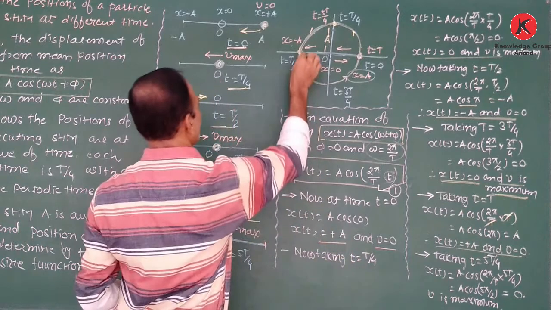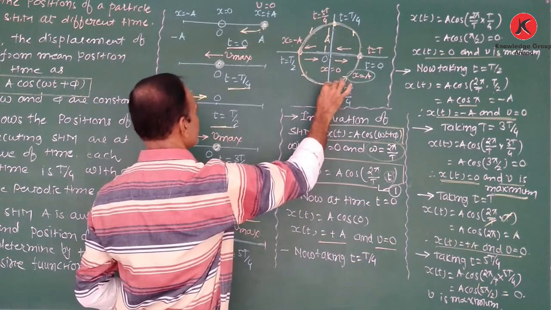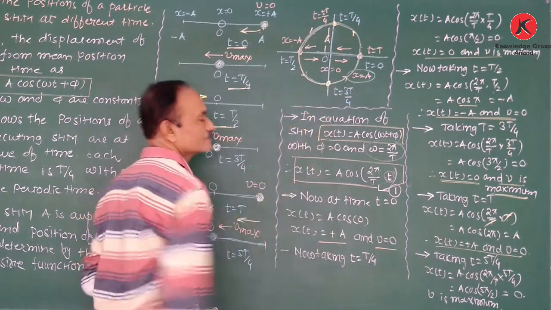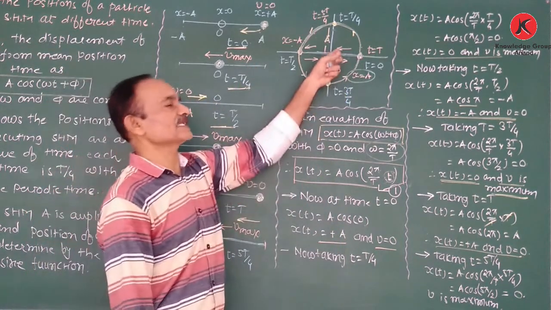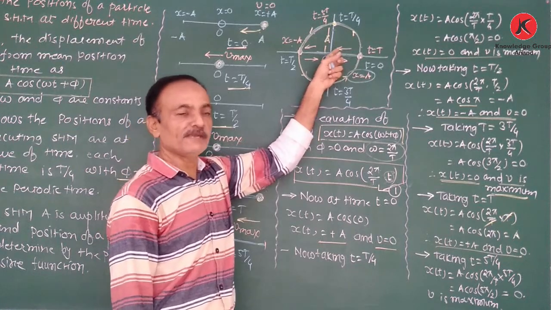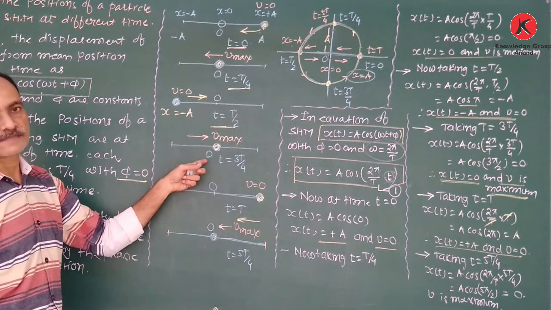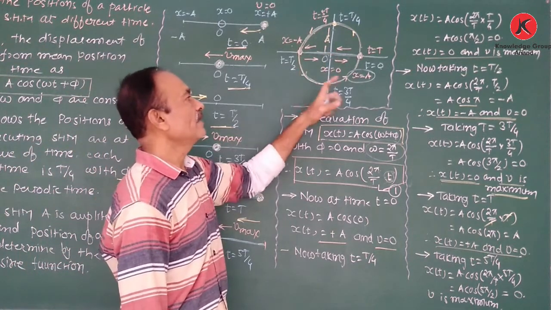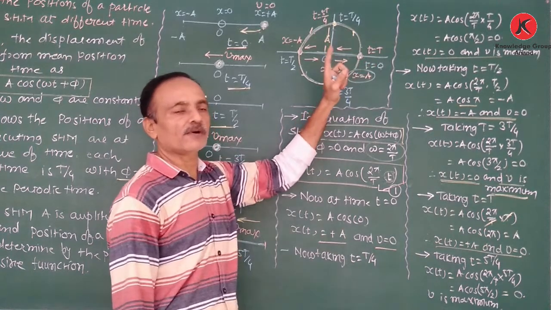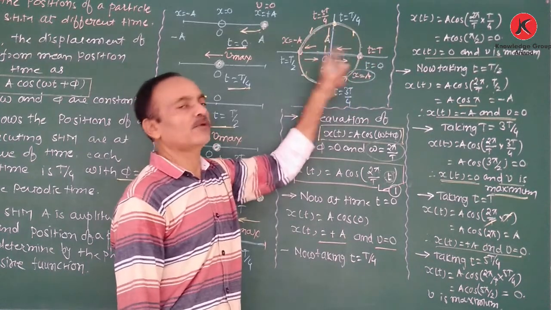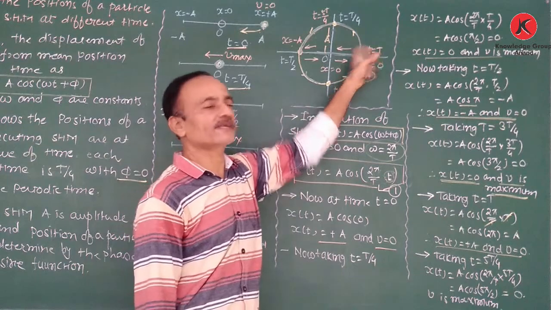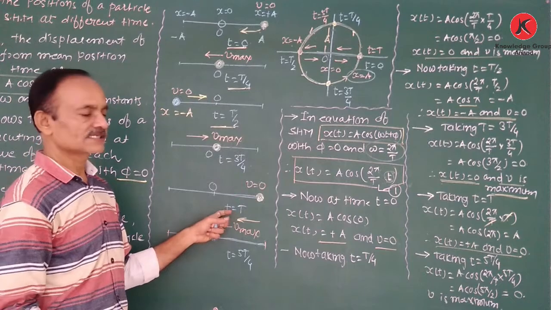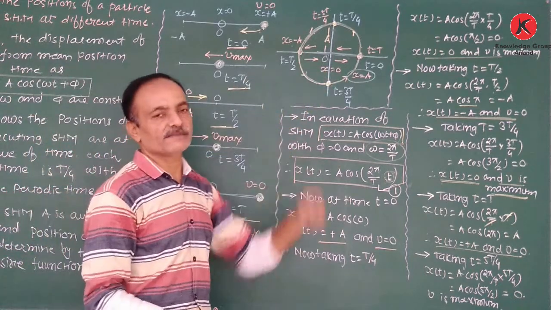Now again the next T by 4 time, that means at 3T by 4 time, the particle is here. Its projection on the x-axis again returns to its mean position, this position. Here the velocity is maximum. And again T by 4 time, that means 1, 2, 3, 4 times T by 4, so t is equal to T. The particle returns to its mean position, here. Again the velocity becomes 0.